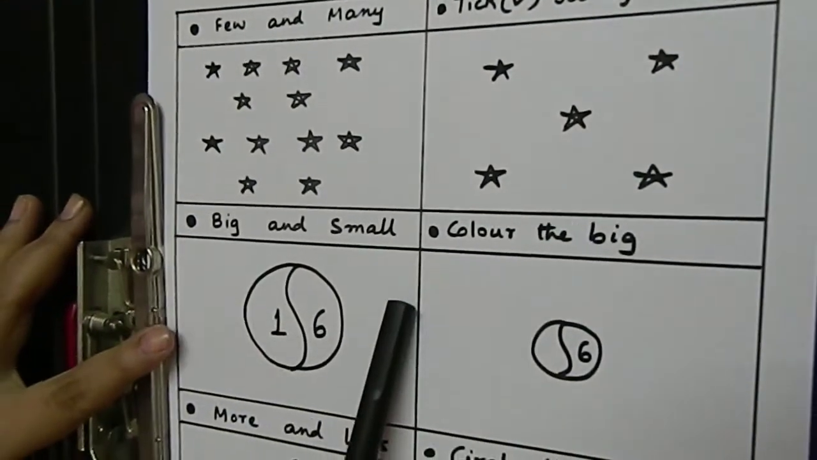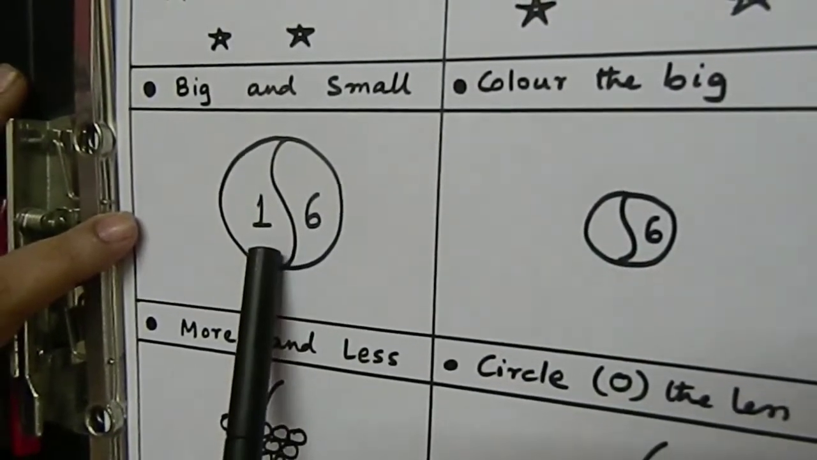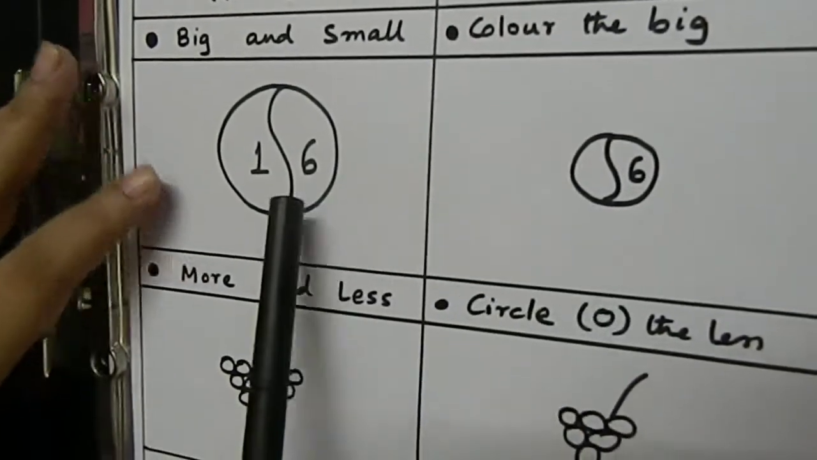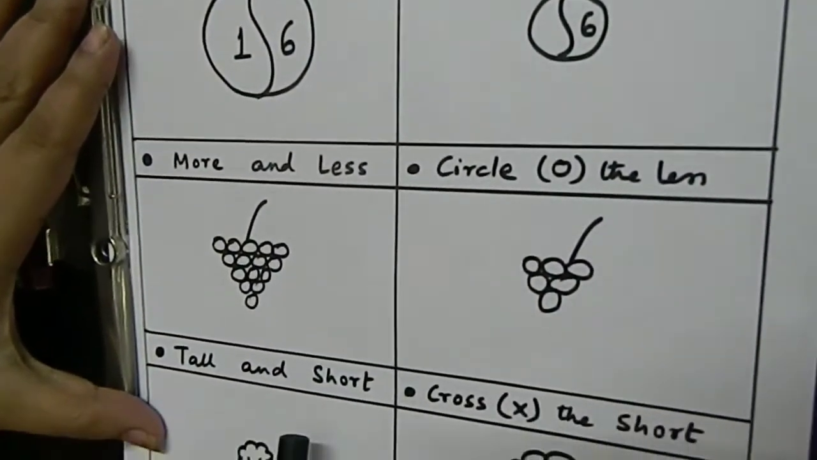Similarly, big and small. Here you can make a bigger size and a smaller size, or you can even indicate with numbers, a big number and a small number, more or less, tall and short, etc.